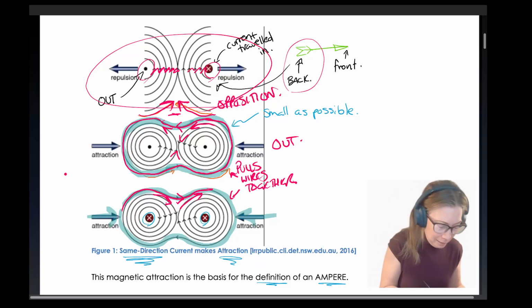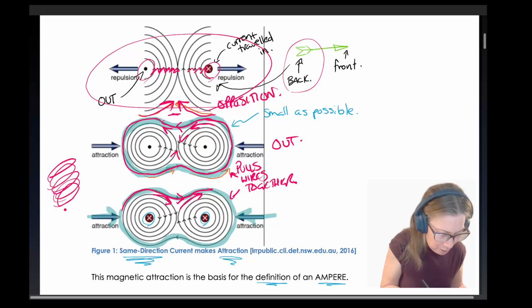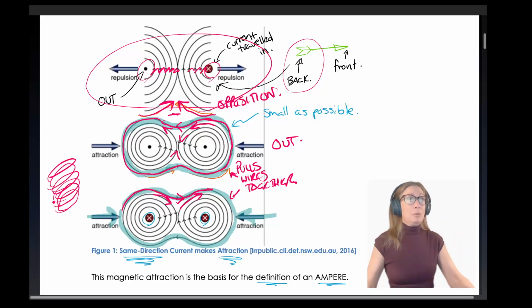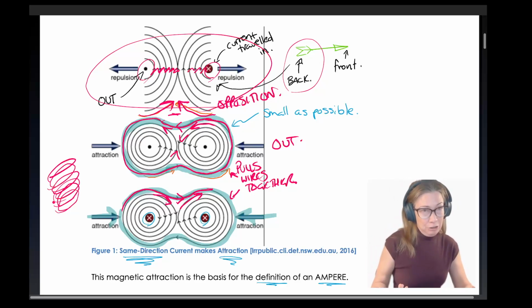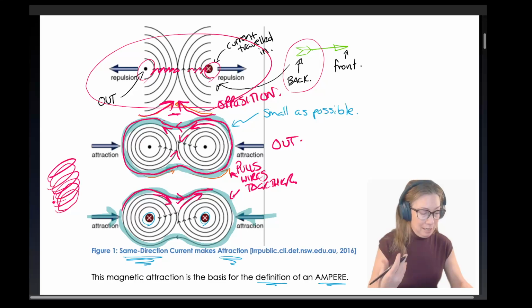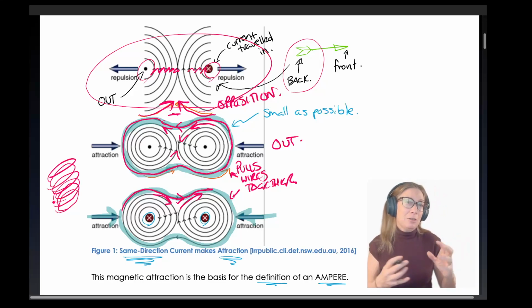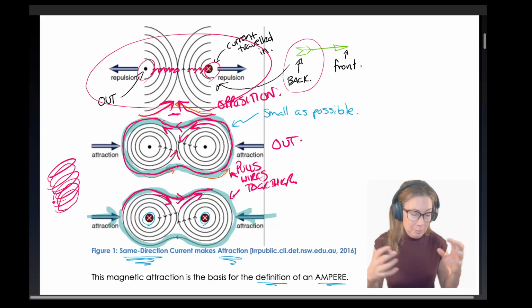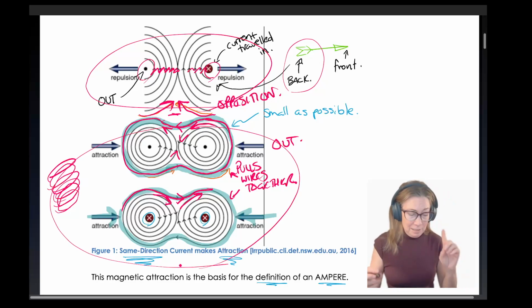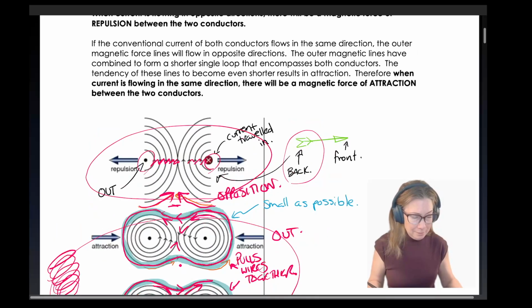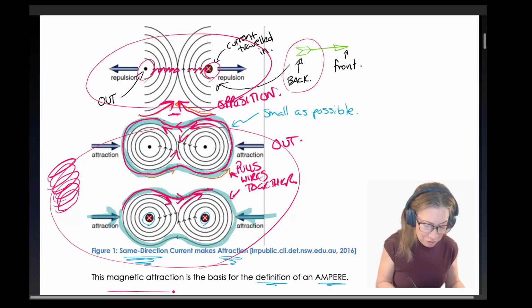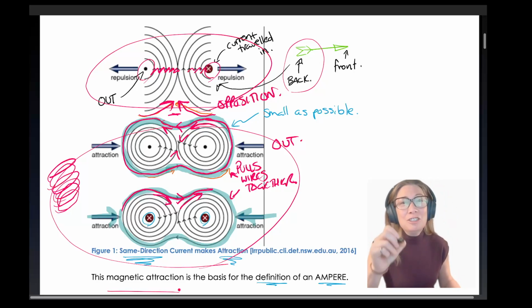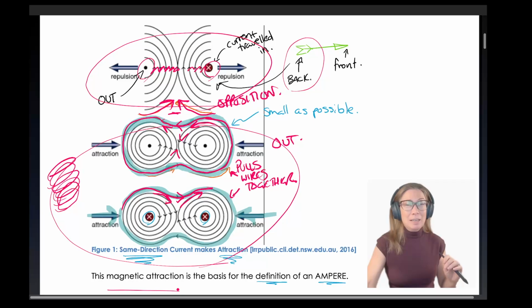When you make an electromagnet, you have these coils sort of on top of each other. They're continuous. They're not separate coils like what I drew, but they're continuous and they are in the same direction. So the current's always flowing in the same direction, so they are pulling each other together. So an electromagnet pulls together. Same current direction makes attraction happen. Great. Now, that magnetic attraction is actually the basis of the definition of an amp. That's what an amp is.